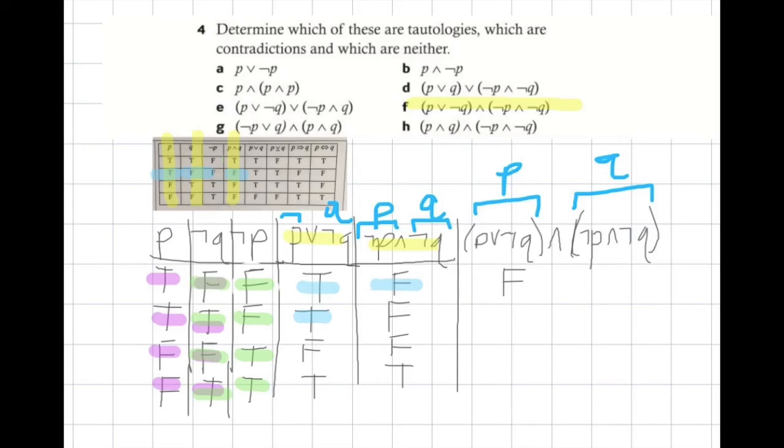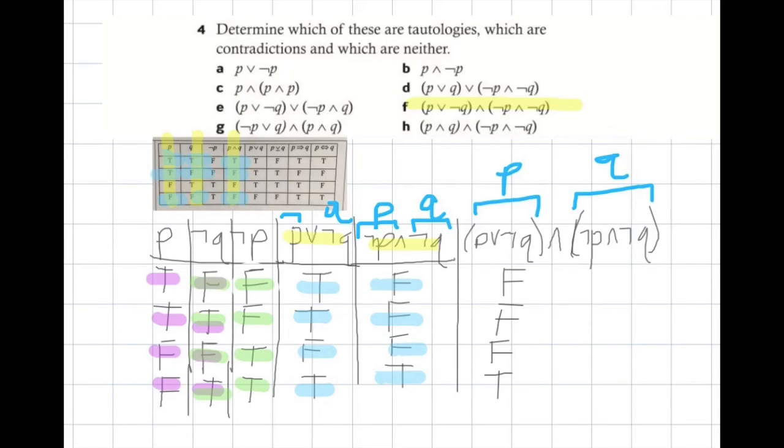Next we have true, false again, so that's still false. And then we have false, false. So here false, false is false. And finally, true, true is true.